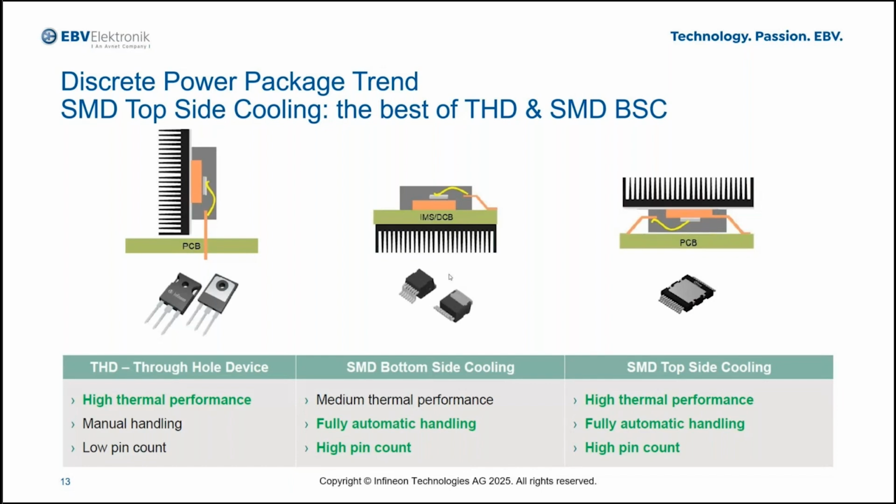So topside cooling, now we come to the innovation, is basically combining the advantages of both. You gain the high thermal performance of a through-hole device, but you keep the automatic handling and the high pin count. The difference is that instead of dissipating heat through the bottom, the package is made so that you can connect a heatsink to the top, and given the tight tolerances of the package, you can also connect many devices on the same board and eventually use a single heatsink.